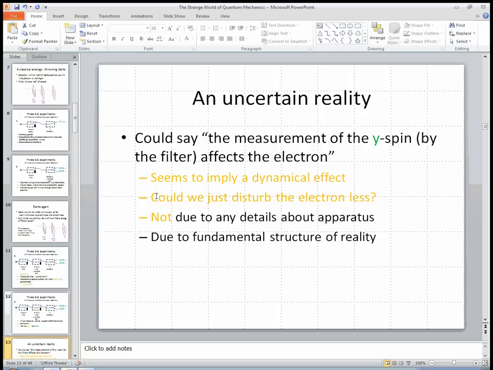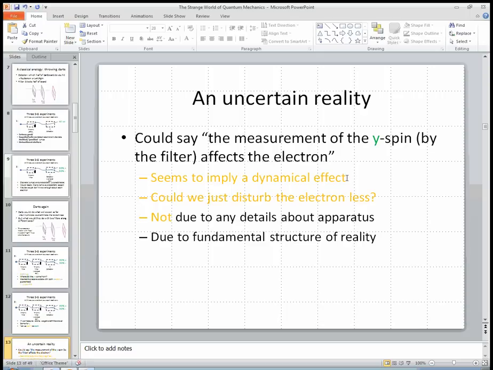So here's how you often hear that said. We could say, and it's not super misleading, that the measurement of the y spin, whether it's plus or minus, by that filter, is essentially a measurement. The measurement of the y spin by the y filter affects the electron. And in particular, it affects the x spin, even though we weren't trying to measure that. Here's why that's not a very good way to say it. It seems to imply that there's a dynamical effect that's crucial, that we're tweaking the electron, pushing it around in a certain way that inevitably makes it wiggle and change the x spin from what we thought it was going to be.